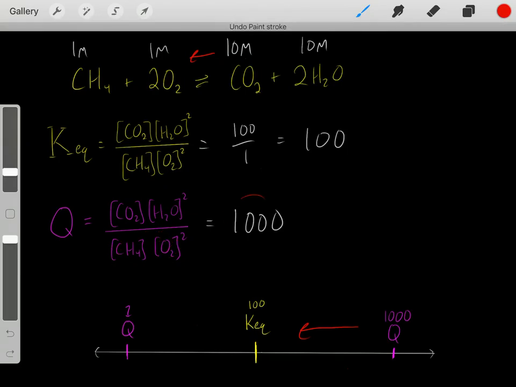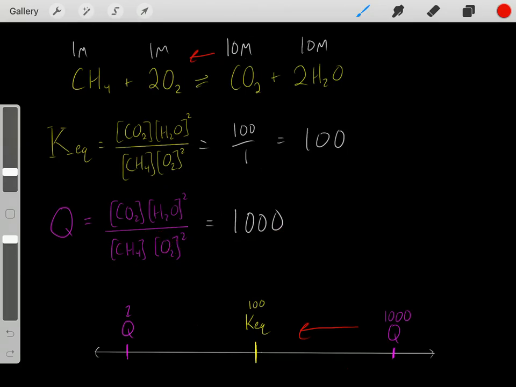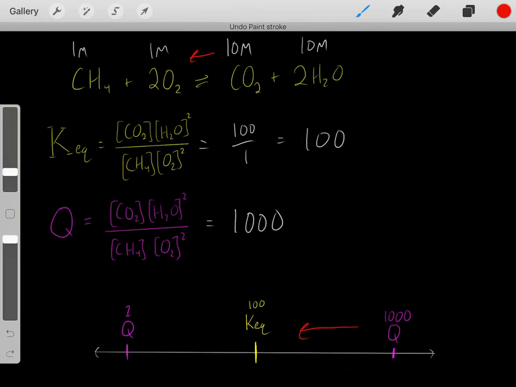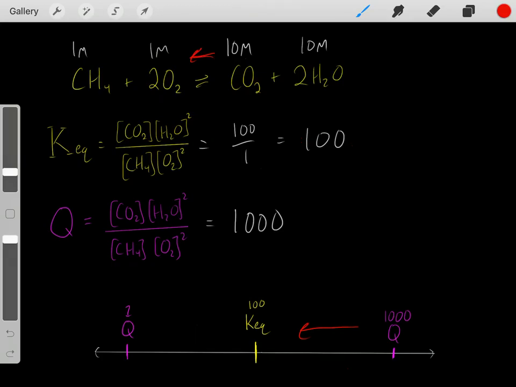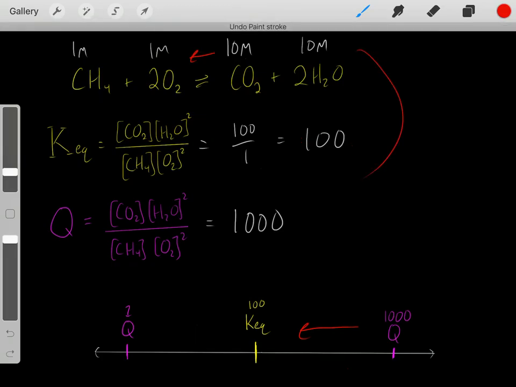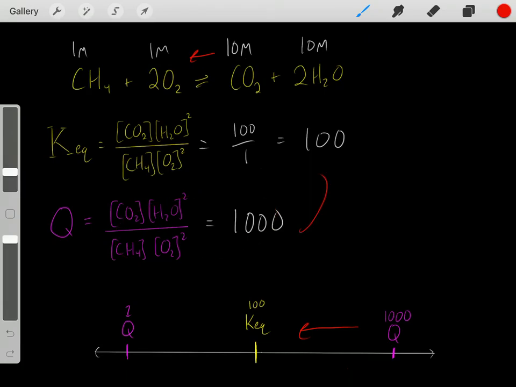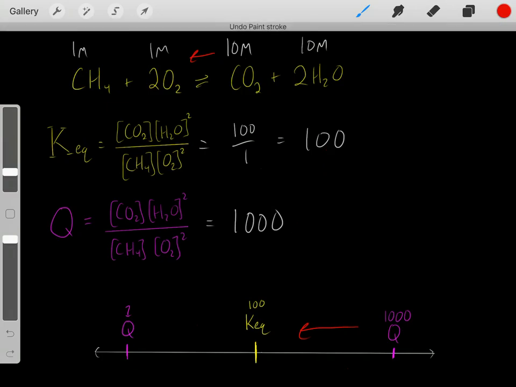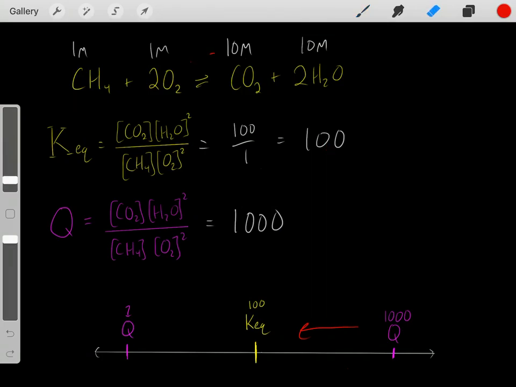And as it creates more reactants, this value is going to slowly decrease until we eventually reach 100. So this reaction is going to keep going to the left until this reaction quotient eventually reaches 100, and then we're at equilibrium. So this number line trick is just a neat way to determine which way the reaction will go.